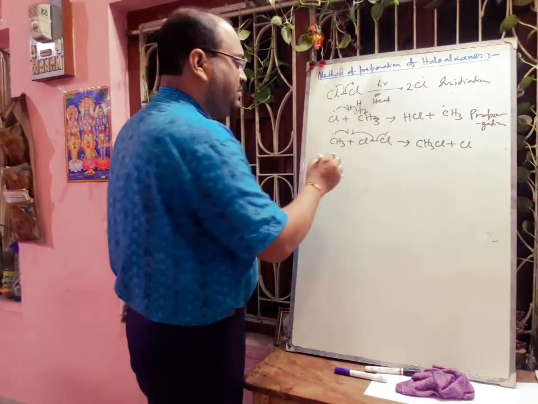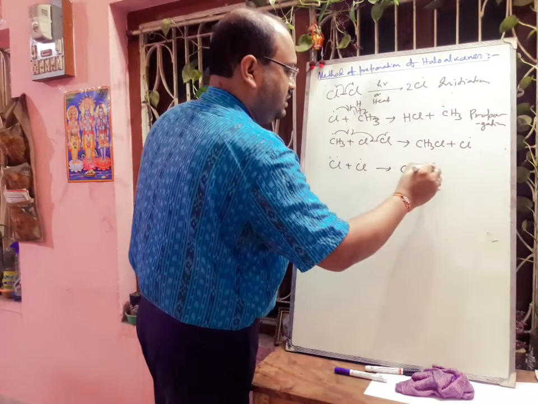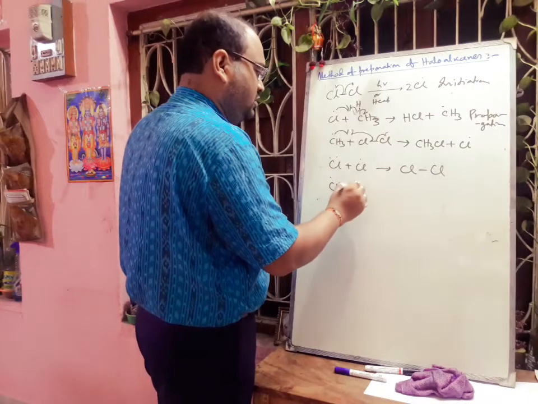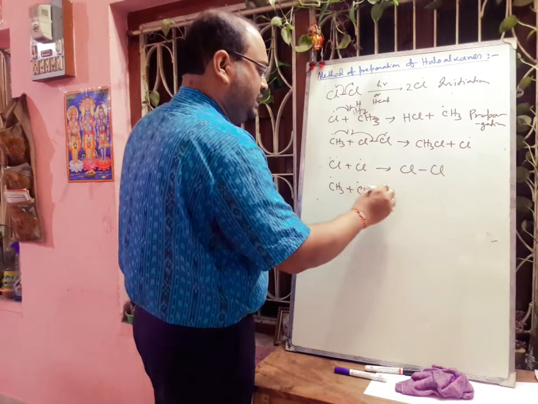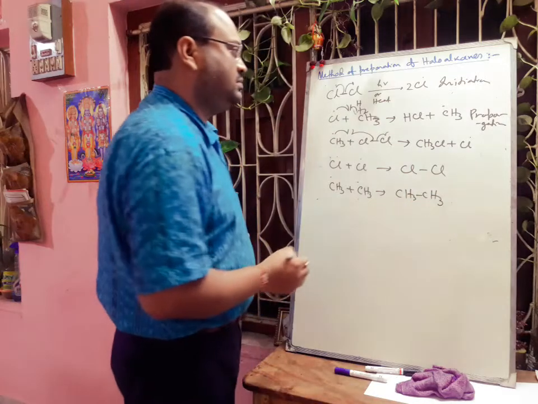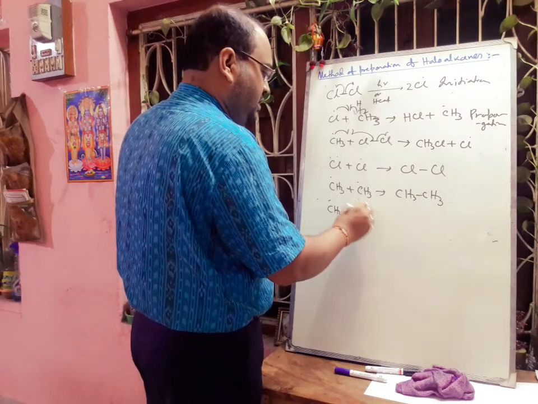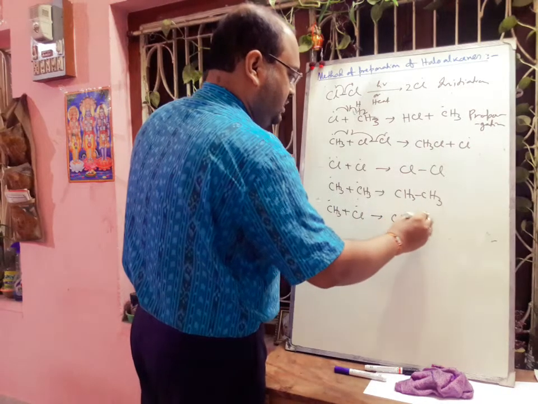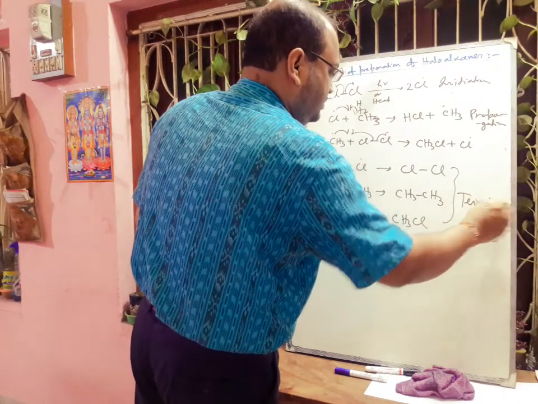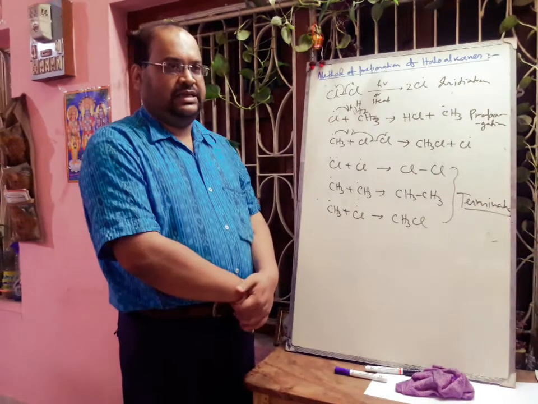And finally there will be termination. These two Cl dots will attach to each other and form a Cl2 bond, and two CH3 dots also react with each other, forming ethane. And there may also be formation of CH3 dot plus Cl dot forming CH3Cl. These are called termination. So these are the mechanism behind this type of reaction.